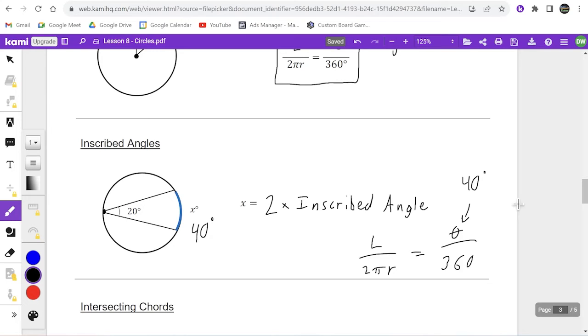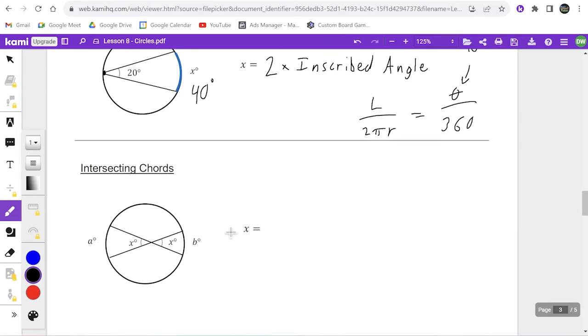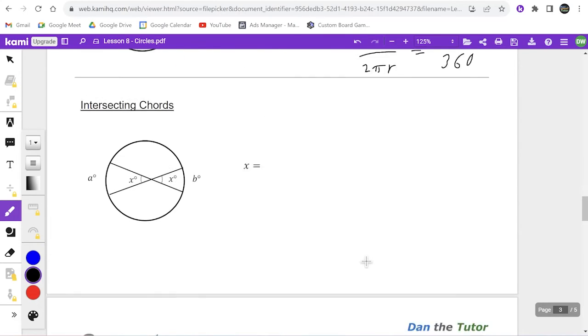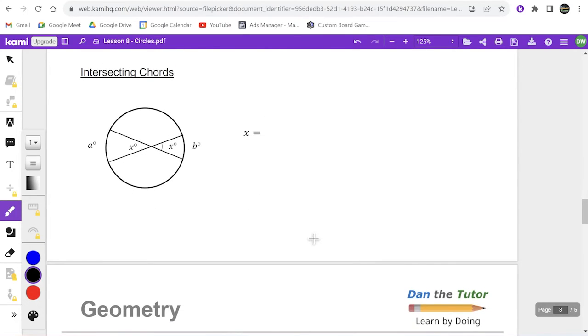Any questions there? Okay, good. And then the last example you can have is the intersecting chords. And intersecting chords basically look like this. It just has two lines intersecting. And what are these two angles called that we learned in like lesson 1 or lesson 2?